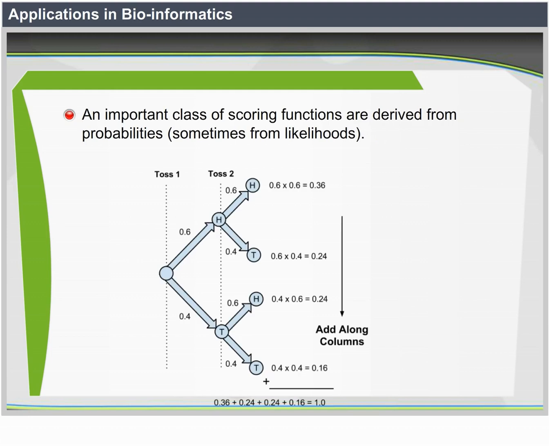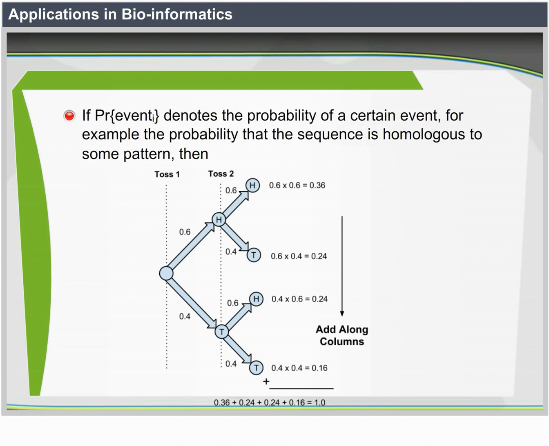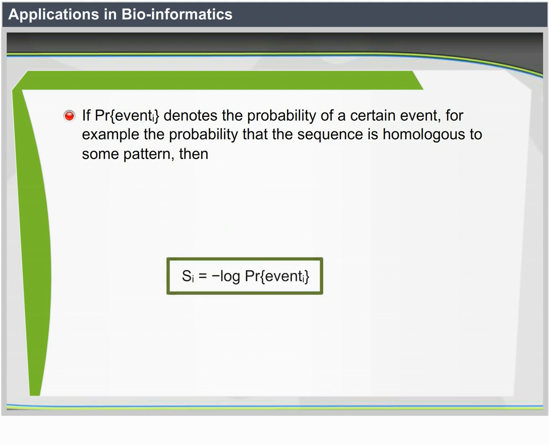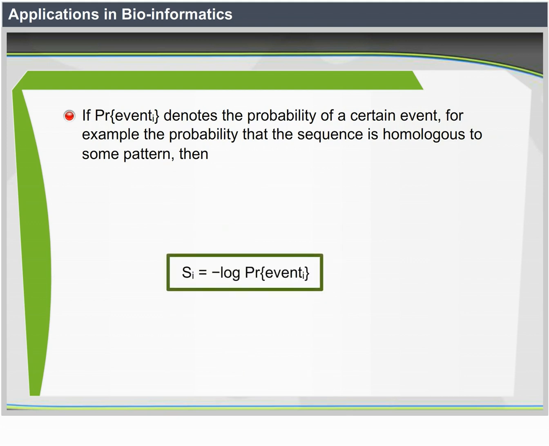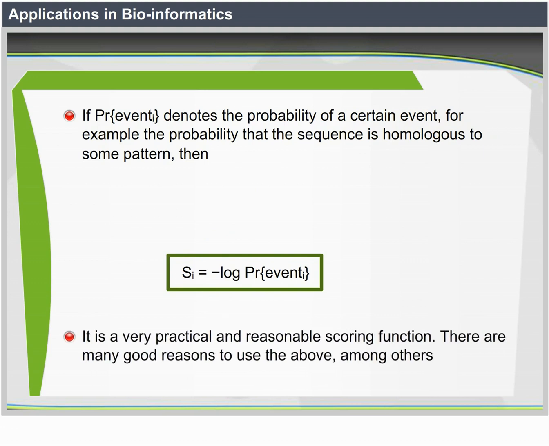An important class of scoring functions are derived from probabilities, sometimes from likelihoods. If probability of event I denotes the probability of a certain event, for example the probability that the sequence is homologous to some pattern, then SI equals minus log probability of event I is a very practical and reasonable scoring function. There are many good reasons to use the above, among others.